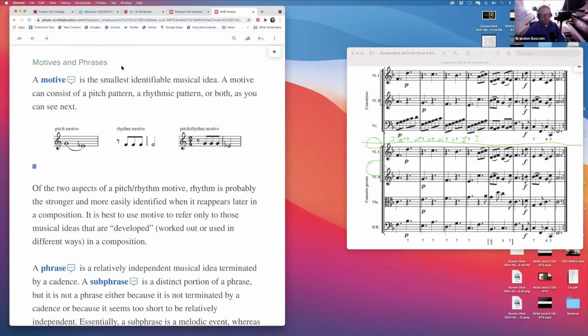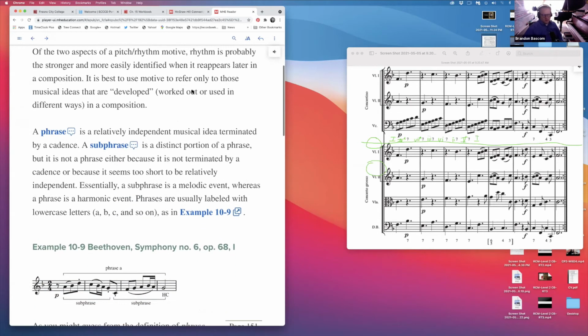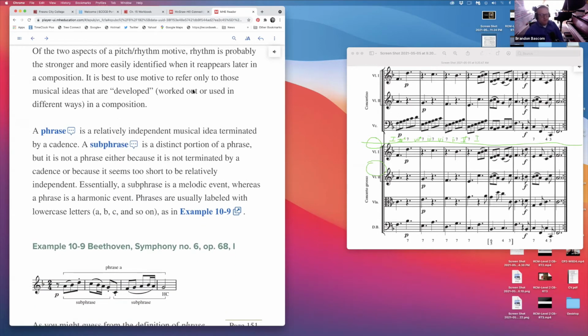Motives. Smallest identifiable music idea. Pitch or rhythm or both. We talked about phrases versus subphrases. A phrase has to be punctuated by a cadence. But a subphrase does not. It could be, but it doesn't have to be.